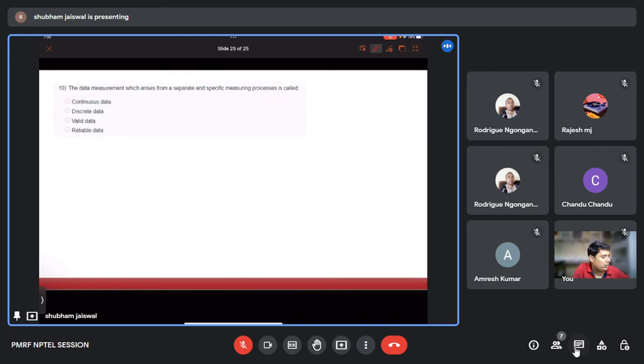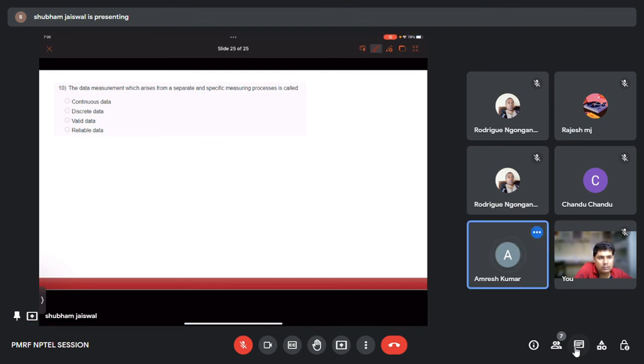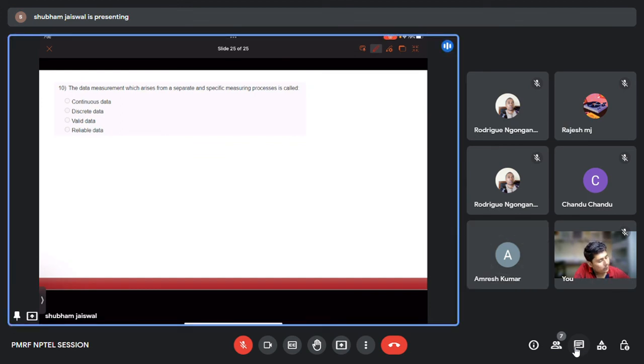So the next question is the last question. The data measurement which arises from a separate and specific measuring process is called continuous data, discrete data, valid data, or reliable data. Anyone? Discrete data. Yeah, Mr. Amresh Kumar, you are correct. The data measurement that arises from a separate and specific measuring process is known as discrete data.